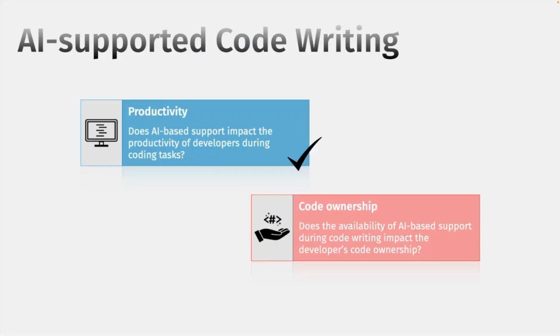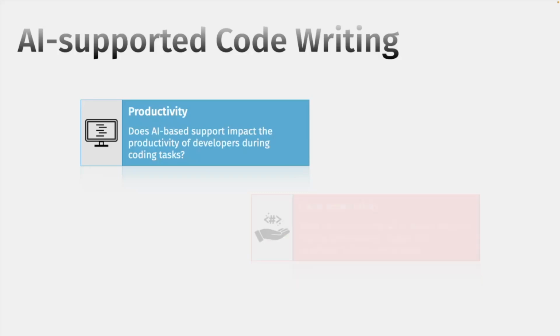Okay, so our proxy for code ownership is basically the percentage of technical questions they managed to correctly answer. So now we know how to measure productivity and how to measure code ownership. Let's have a look at the results.